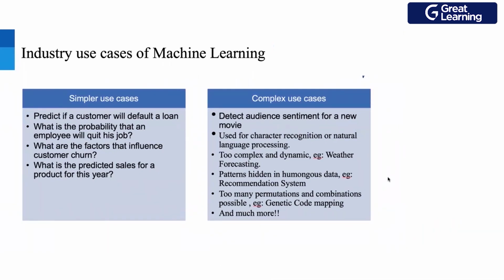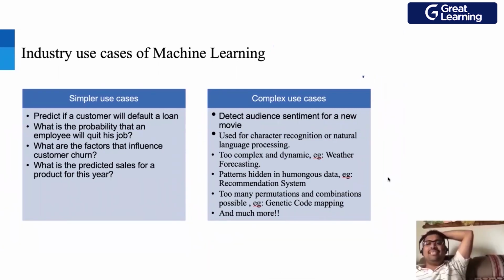Then there is textual data out there. Somebody just puts a smiley. How do I interpret that smiley at the end of the day? So that's where the challenges come in. That's why it's a complex use case.